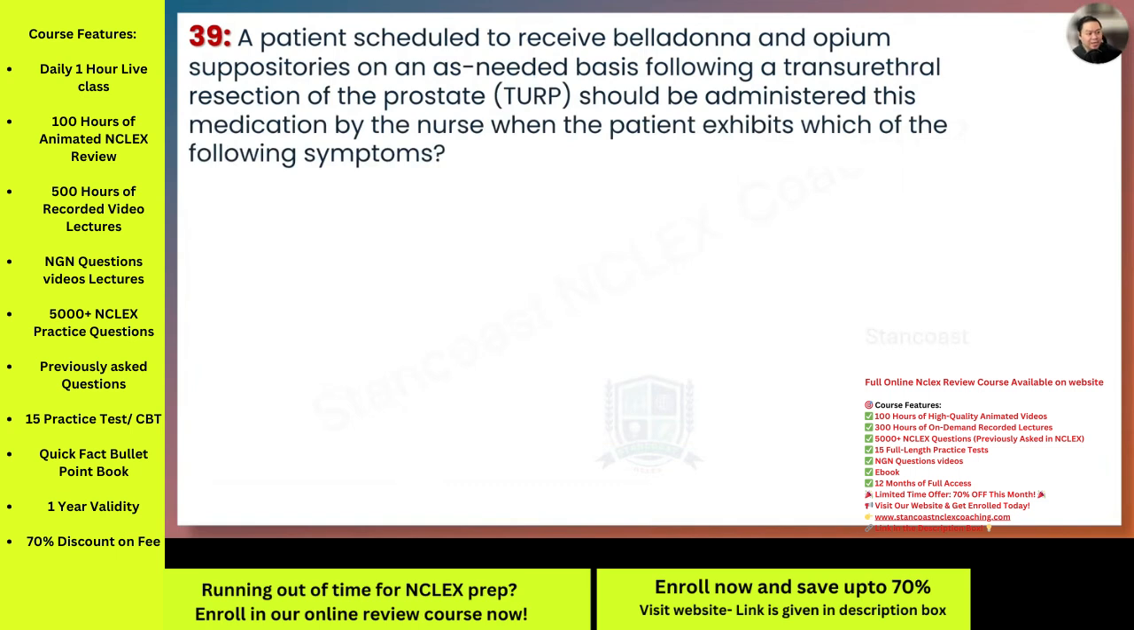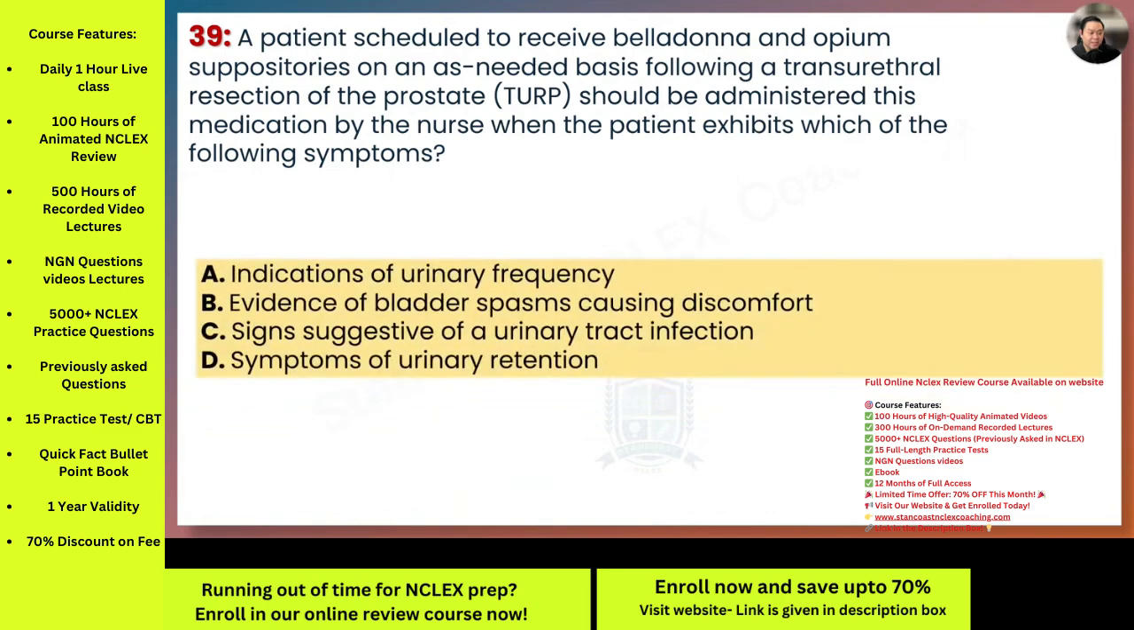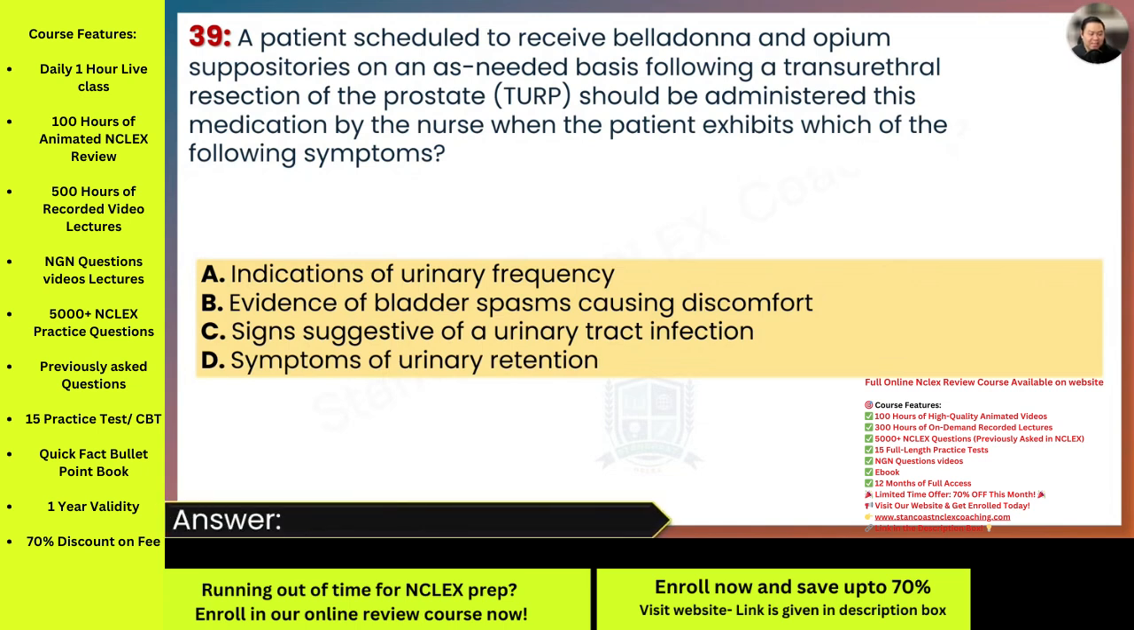39. A patient scheduled to receive belladonna and opium suppositories on an as-needed basis following a transurethral resection of the prostate should be administered this medication by the nurse when the patient exhibits which of the following symptoms? Options: A, indications of urinary frequency; B, evidence of bladder spasms causing discomfort; C, signs suggestive of a urinary tract infection; and D, symptoms of urinary retention. The answer here is letter B.